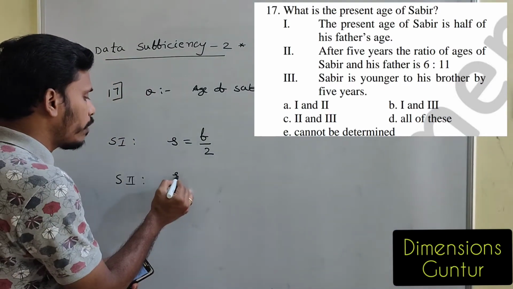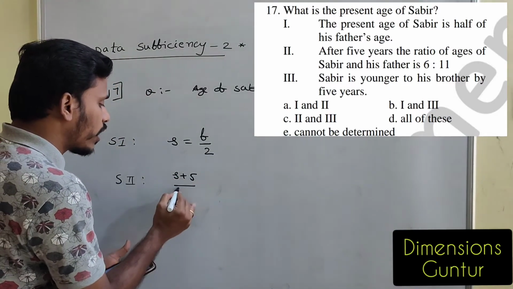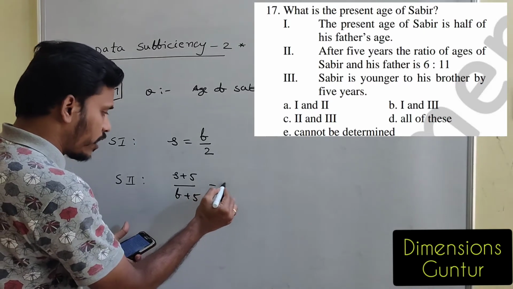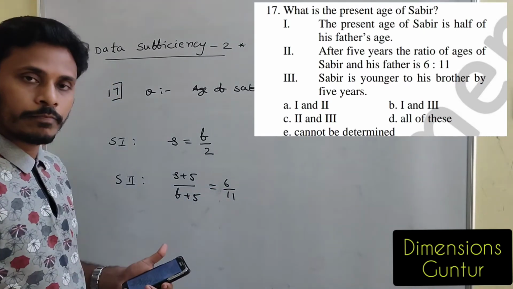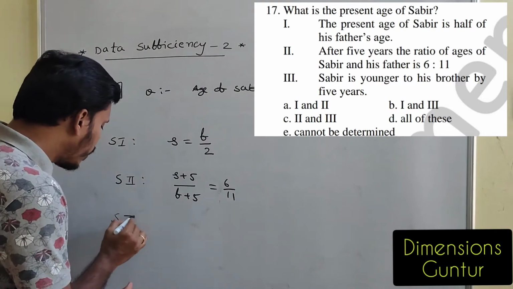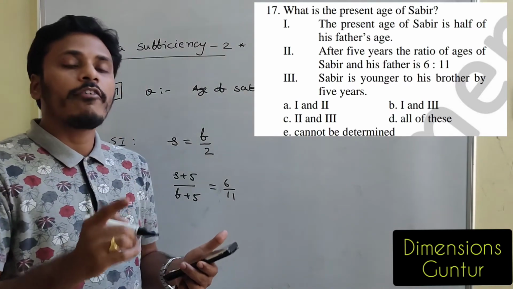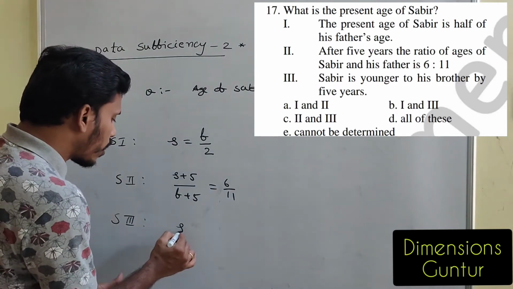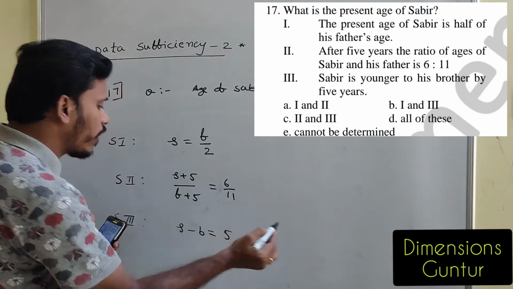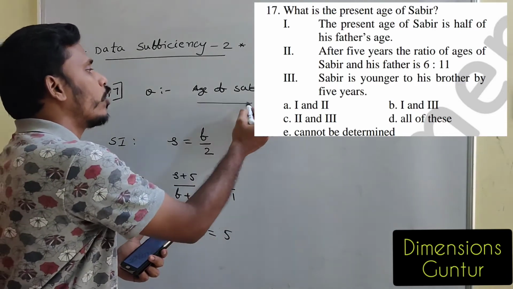After 5 years, Sabir's age is S plus 5 and his father's age is F plus 5, and it is given as 6 by 11. And statement 3 is given that Sabir is younger than his brother by 5 years. So the difference between Sabir's and his brother's age is given as 5 years. And we need to find the age of Sabir.